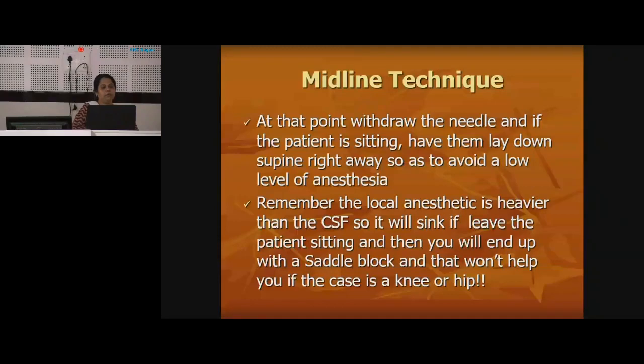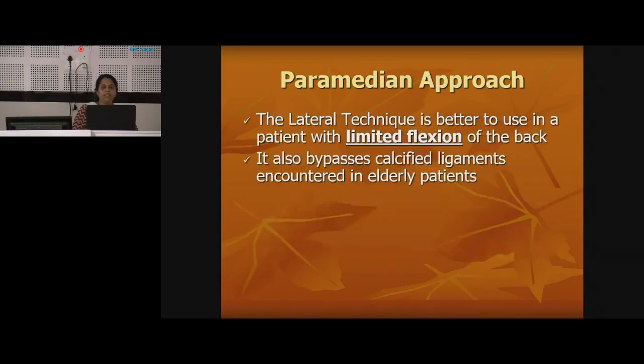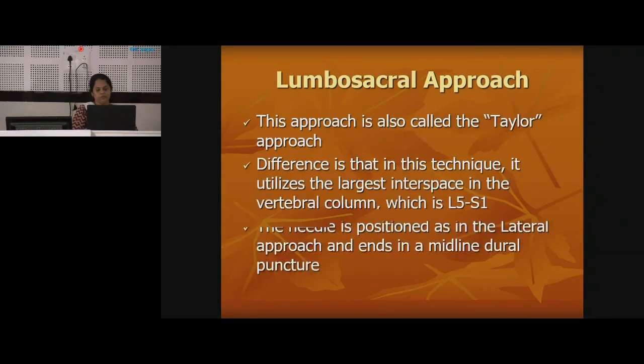This is the paramedian approach, also called the lateral approach. The difference between lateral and midline is in the insertion site of the needle and the angle of approach. The skin wheal has to be placed 1 to 2 centimeters lateral to the chosen interspace. The needle is directed medially and cephalad at an angle of 15 to 20 degrees, pointing towards the midline. The lateral technique is better to use in a patient with limited flexion of the back. It bypasses the calcified ligaments encountered in elderly patients. The lumbosacral approach, the Taylor approach, is very rarely used. It is through L5-S1.